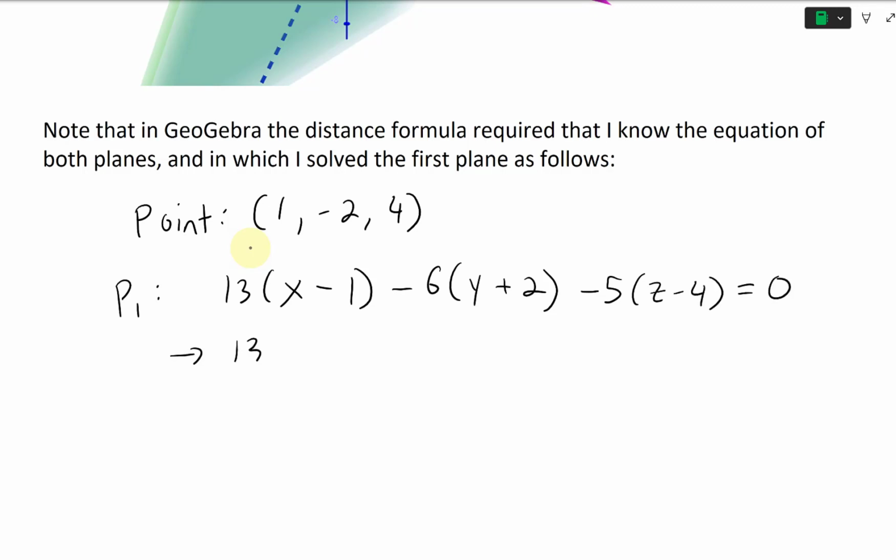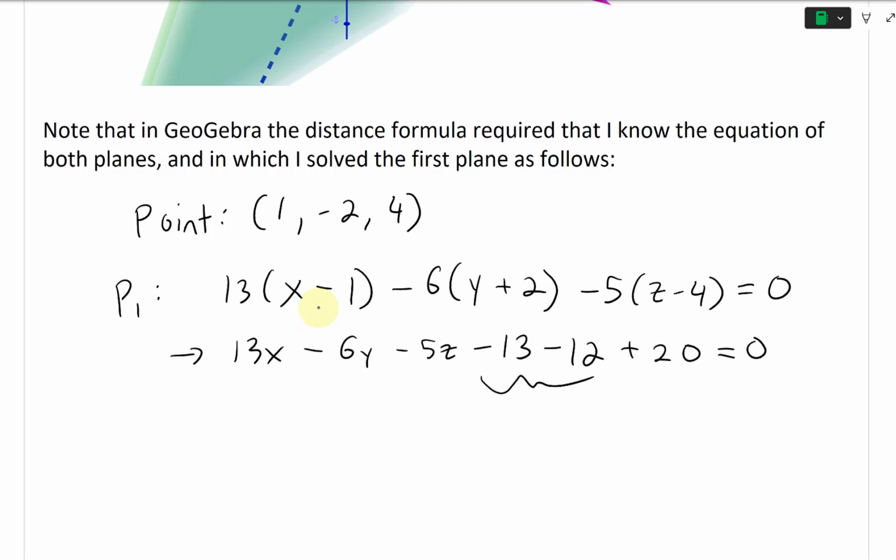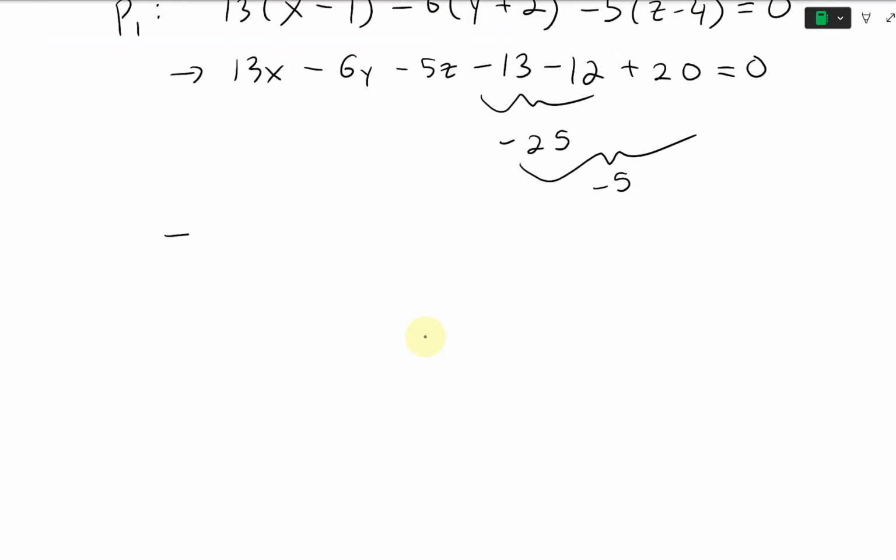Solve this out. This is going to be 13x, and then minus 6y over here, then minus 5z. Then move this over, so plus 13, negative 13. All right, this is going to be negative 13, not plus 13. Negative 6 times 2 is negative 12. And then negative 5 times negative 4 is plus 20 equals 0. And let's do some addition. This is negative 13 minus 12, which is just negative 25. And then negative 25 plus 20 is going to be negative 5. And there's our equation: 13x minus 6y minus 5z minus 5 equals 0.